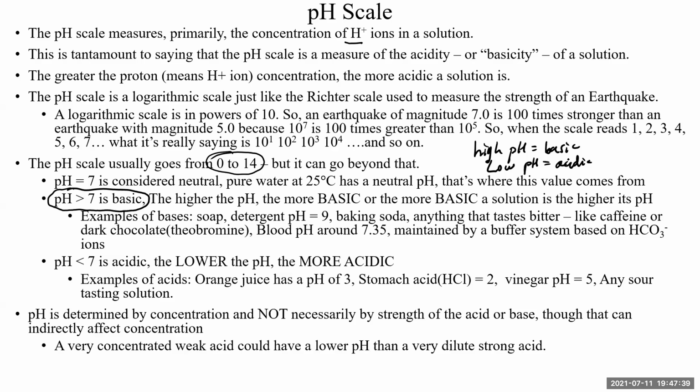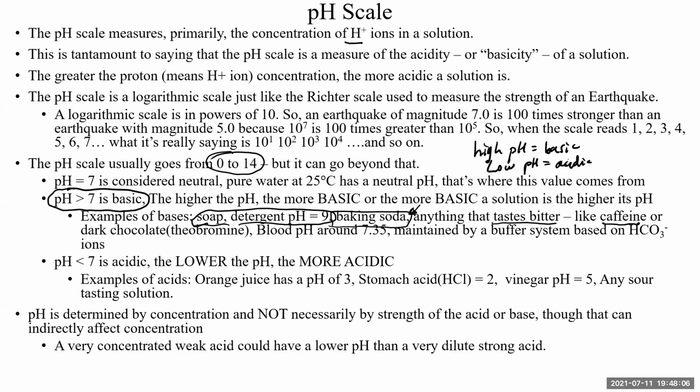Here's some examples of basic versus acidic stuff. Soaps and detergents are generally basic. They have a bitter taste if you've ever eaten soap. Baking soda also tends to be basic. Anything that tastes bitter. Now, baking soda, I think, tastes salty more than bitter, but that's only because it happens to be sodium in there. But for the most part, most bases taste bitter.